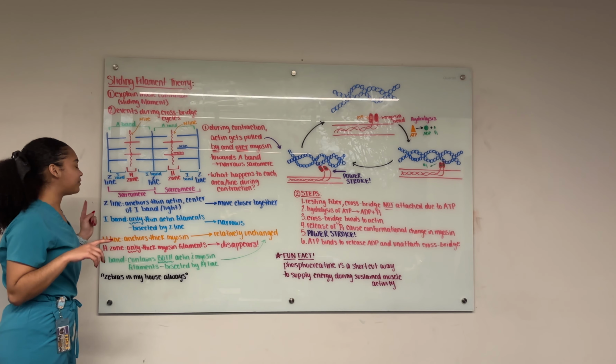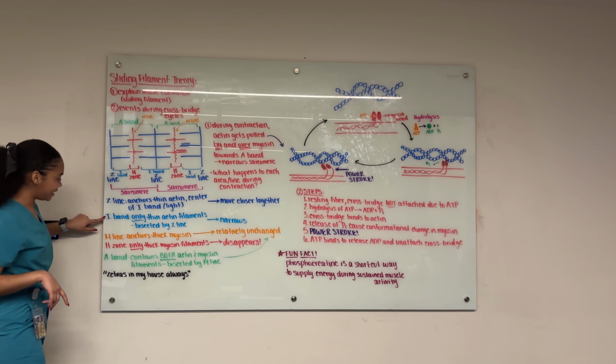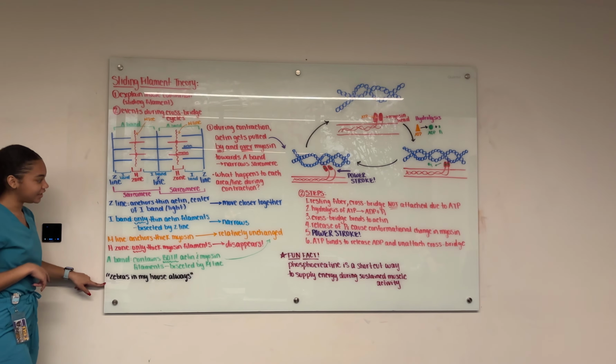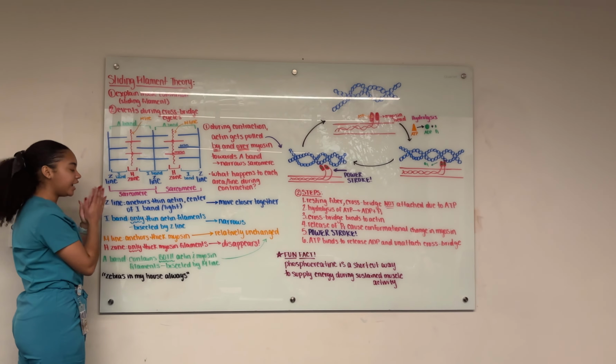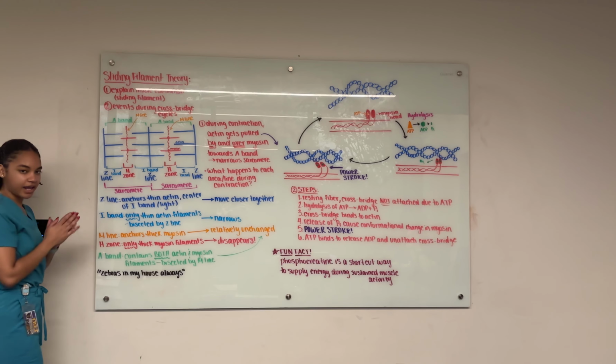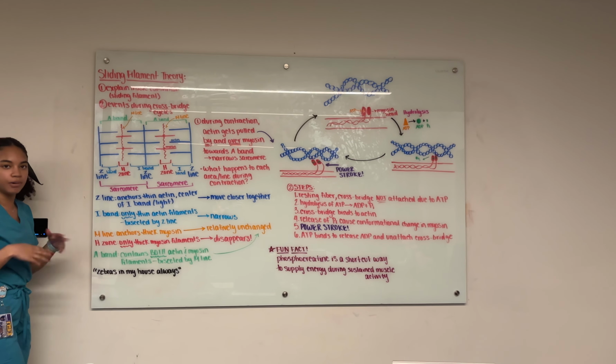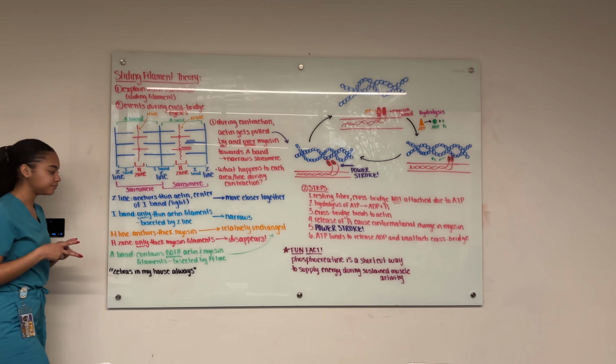So then an easy way to remember that is zebras in my house always. So zebras in my house always. Z is for the Z line, which is the anchor, and then the I tells you what is in that anchor. Then the M line is the anchor, and then the H zone tells you what is in that anchor. And then the A is just both actin and myosin.